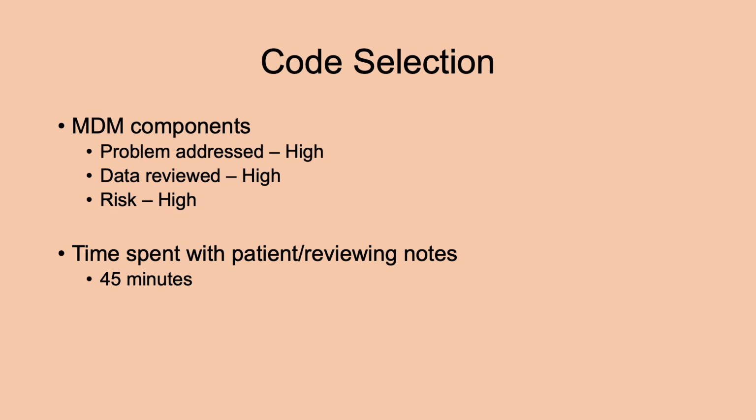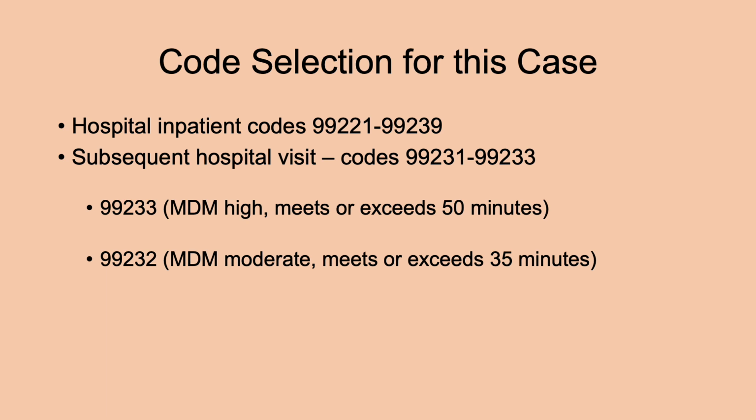But you also remember these can be done by medical decision making or time spent with patient. So we go back and we see time spent with patient reviewing notes was 45 minutes. So what code are we going to select here? So we narrow down all of the E&M codes and we get to hospital inpatient codes, 99221 to 99239. So that's the category. The subcategory within that is subsequent hospital visits. Remember, one of the things we underlined was that she was admitted yesterday. So this is a subsequent visit. 99231 to 99233. So let's look at those.